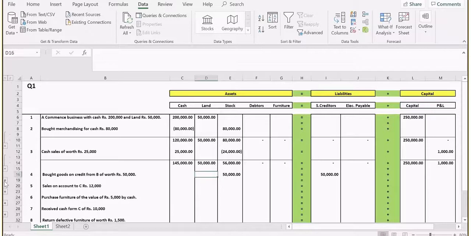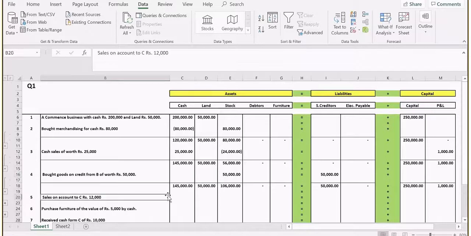Again, we need to see what is the cumulative impact after this transaction. You can see the cumulative impact is 1,45,000 because there was no cash transaction involved. On point number 4, land is again 50,000, stock is 1,06,000, and now we have on the right hand side sundry creditors of 50,000 and capital 2,50,000 and 1,000 rupees of profit.